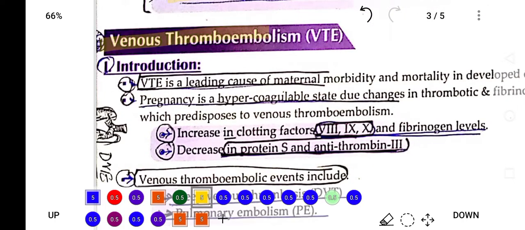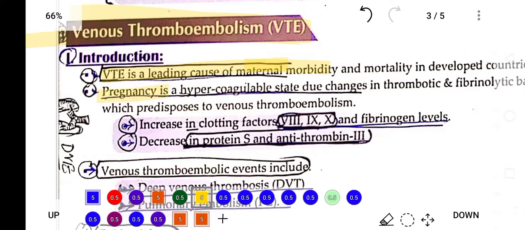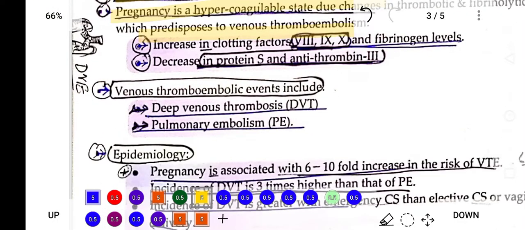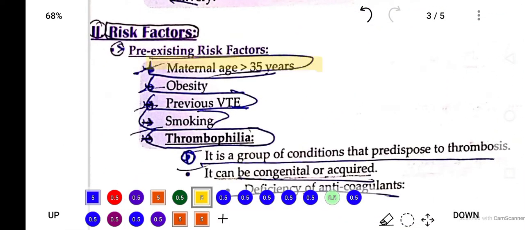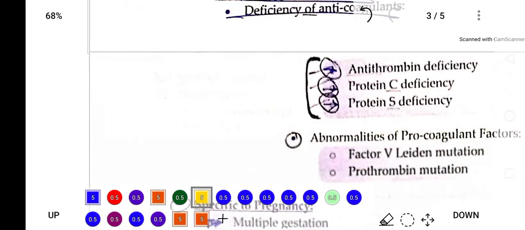The other venous disease is venous thromboembolism in the mother. It is a leading cause of maternal mortality and morbidity. Pregnancy is a hypercoagulable state, and that hypercoagulable state will lead to the development of an embolism, and that embolus will lodge in the pulmonary arteries, and pulmonary embolism can develop, and deep vein thrombosis can also develop. Risk factors are maternal age greater than 35, obesity, previous venous thromboembolism, smoking, and thrombophilia. So these are risk factors.